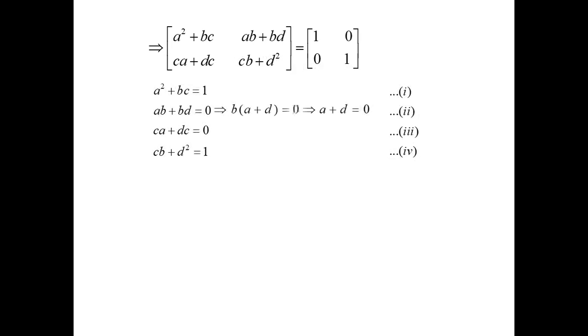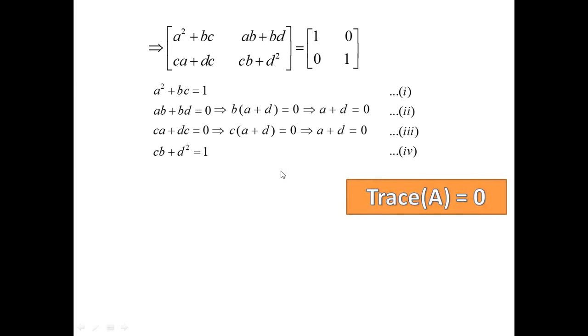From equation 2, b is common, so we have a plus d equals 0, since b is not 0. So a plus d must be 0. Similarly, from equation 3, we have again a plus d equals 0. And this is the trace of the matrix.